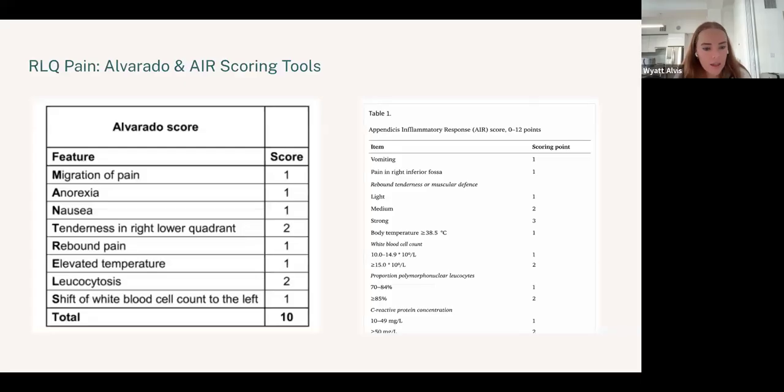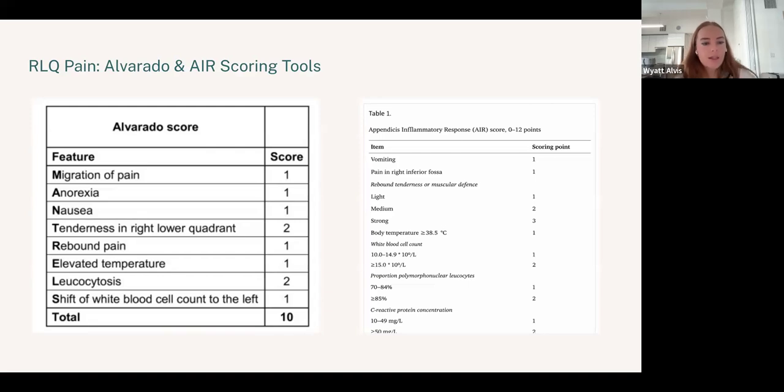And then using the AIR score, which is on the right, there are 7 variables that are assessed and scored accordingly. On the AIR score, a score of 0 to 3 is going to be our low probability, 4 to 8 is going to be our intermediate, and then 9 to 12 would be our high probability. So essentially, low AIR scores support outpatient management, intermediate scores would mean admission for observation and further labs and imaging, and the high scores would prompt an early surgical consult.